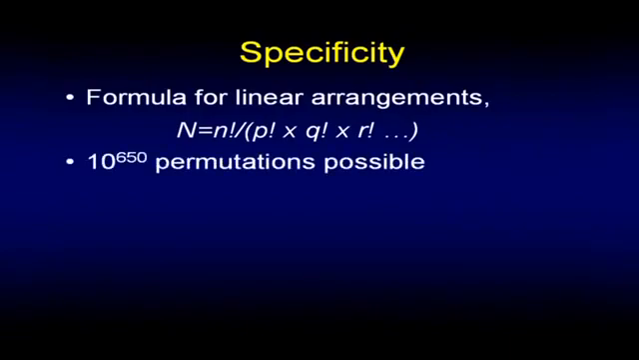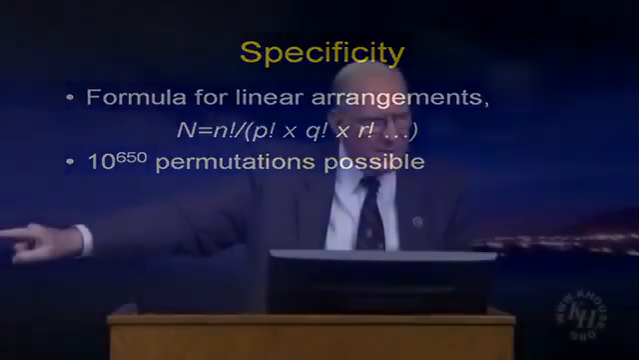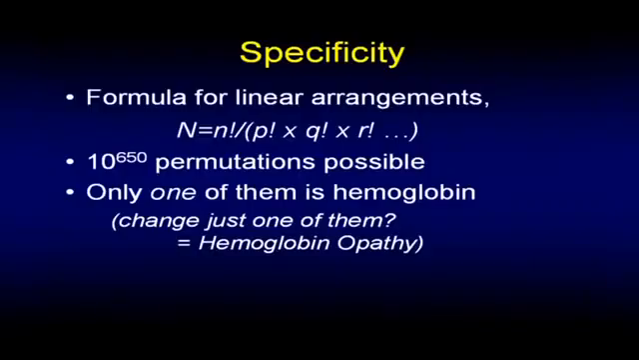It turns out that if you have a code not of 2 but of 20, and you got 574 pieces you need in a row, the number of possible arrangements you could have is 10 with 650 zeros after it. Are you going to leave that to chance? Heavens no. If you got the wrong one, you got death on your hands. And so only one of them is hemoglobin. And if you change just one of them, you have hemoglobinopathy, or death, if you will.